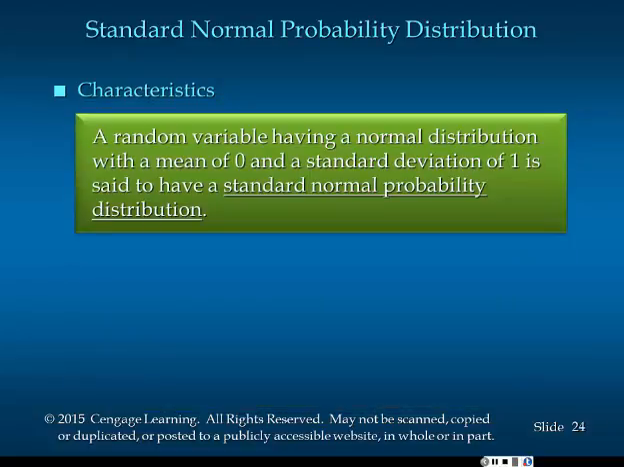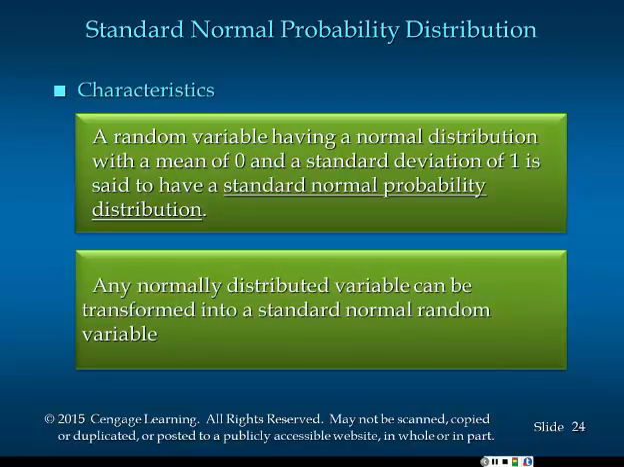So a random variable having a normal distribution with a mean of 0 and a standard deviation of 1 is called a standard normal distribution. This is the distribution we're going to learn the most about, because we're going to be able to take any other normally distributed random variable and turn it into a standard normal. So we only have to learn the probabilities for a standard normal. Any normally distributed variable can be transformed to the standard normal.